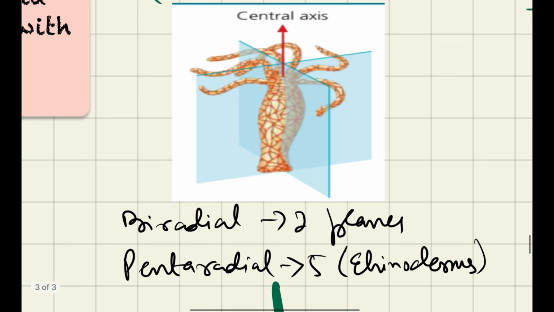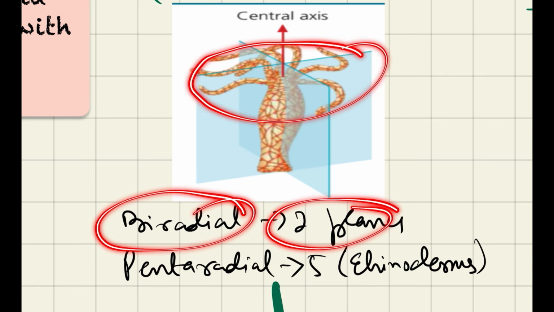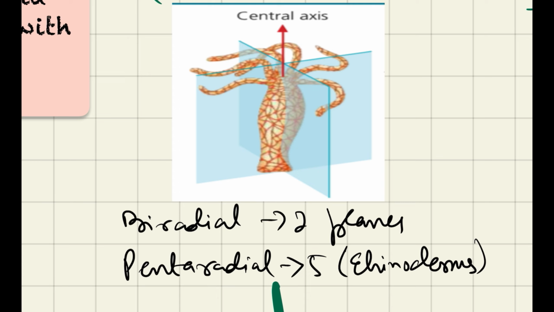It helps in food detection and detection of danger because 360-degree stimulation can be there. So there are various cases like biradial, meaning two planes, like here we can see two planes can cut an organism. There can also be a pentaradial, meaning five such planes which can cut the organism into five or six enteromeres. Five planes and six enteromeres. It is found in echinoderms. It is an exceptional case which we will discuss.